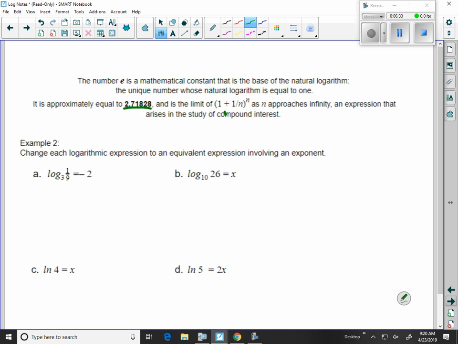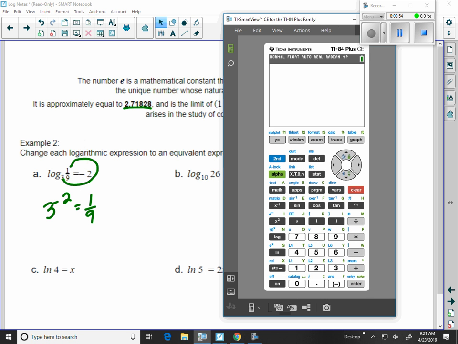All right, let's go to our logs. We always start at the base. So log base 3, negative 2, back around to the 1/9. So it'll be 3 to the negative 2 equals 1/9. Now, here's what's really cool about these. I can check them in my calculator. If I go 3 to the negative 2, it gives me that. If I change it to a fraction, it's 1/9.